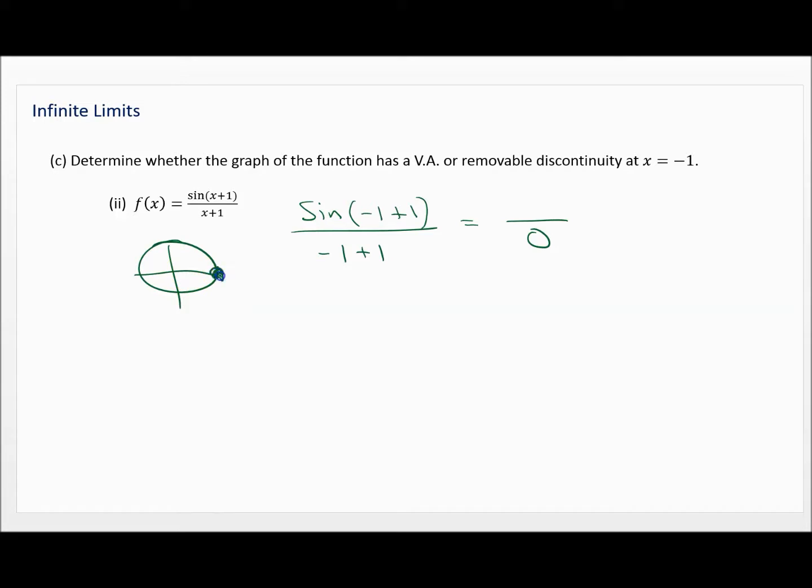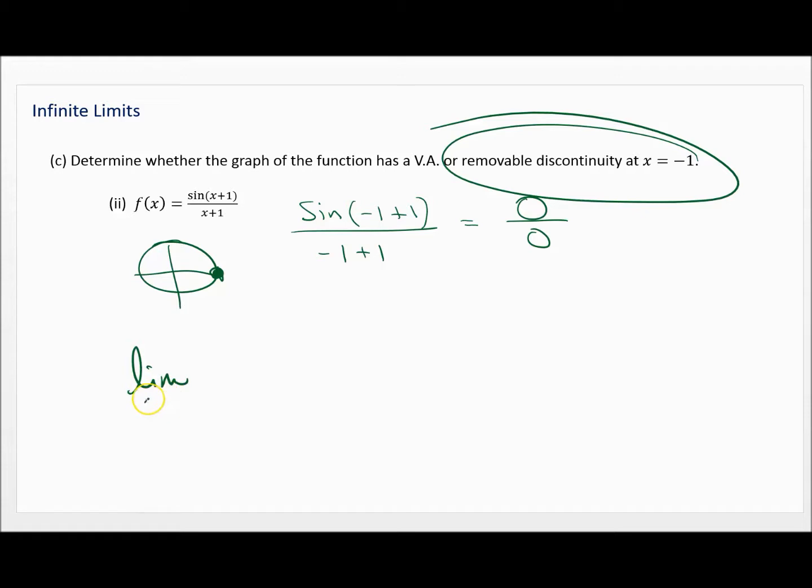Here's 0, the angle 0 right here. Sine is the y value, so that y value is also 0. Now that pretty much means it's not a vertical asymptote, right? It is a removable discontinuity. Moreover, I want to talk about taking the limit.